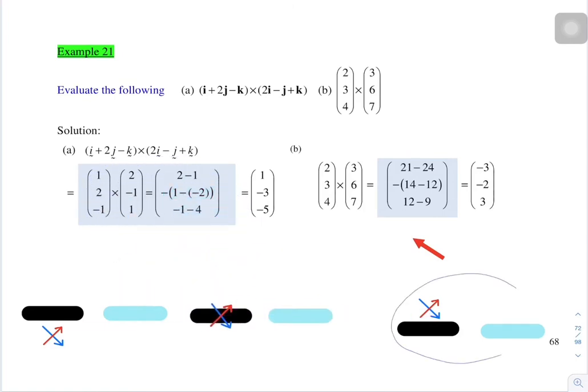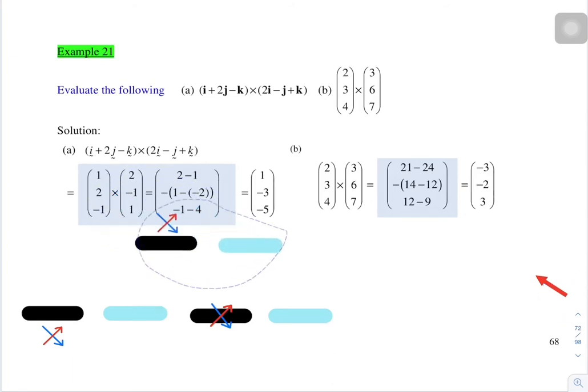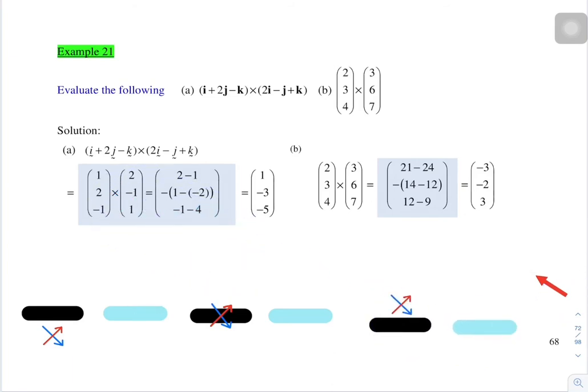Lastly, to get the z component, we cover the z row in this way, and then we get the multiplication of the numbers in the same way. 1 times negative 1 minus 2 times 2. Then we'll get the final result. I will leave you to figure out the solution for part B.